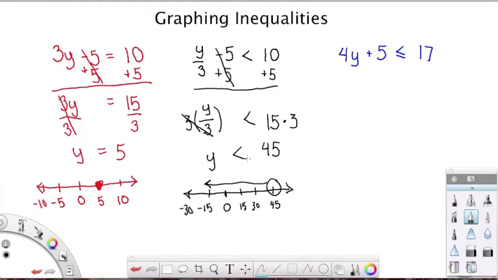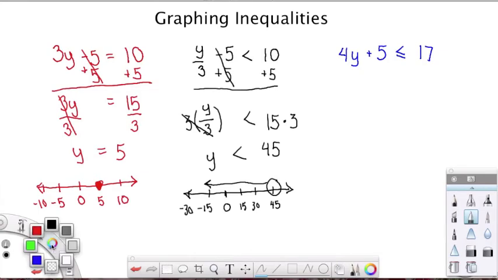Can it be equal to 45? No, because if we were to substitute y with 45, 45 is not less than 45. But we could use 44, 40, 30, 15. We could use 0, and we could use any negative number to make this statement true. So when we graph an inequality that has a less than or greater than sign, we put a circle around our key number that we know it has to be less than or greater than, but we can't fill it in. Okay, because if we fill it in, it means something a little different. We're going to find that out in a moment.